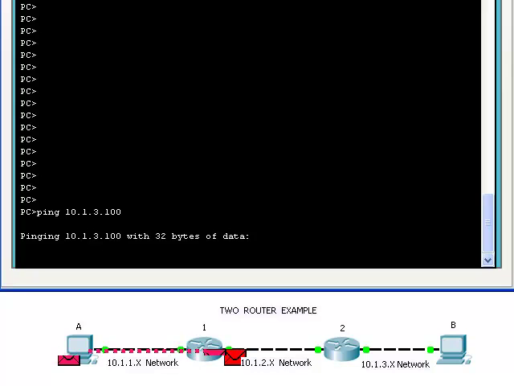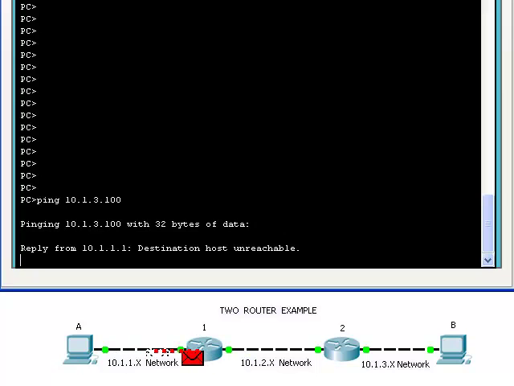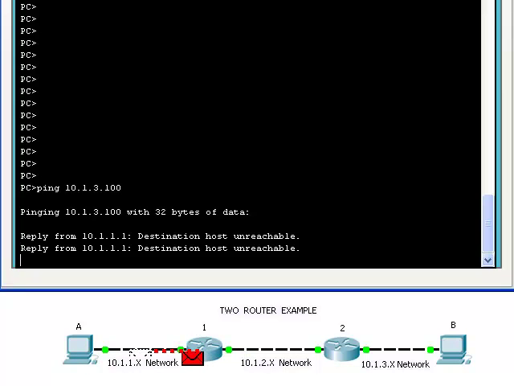First, the ping packet leaves computer A and travels to router 1 because router 1 is the default gateway of computer A. Since router 1 has no knowledge of which interface leads to the 10.1.3 network, the router drops the packet and sends a reply packet back to computer A telling the computer that B is unreachable. When a router does not know how to get to a specific network, it drops the packet, meaning that it does not send it anywhere, and deletes it.